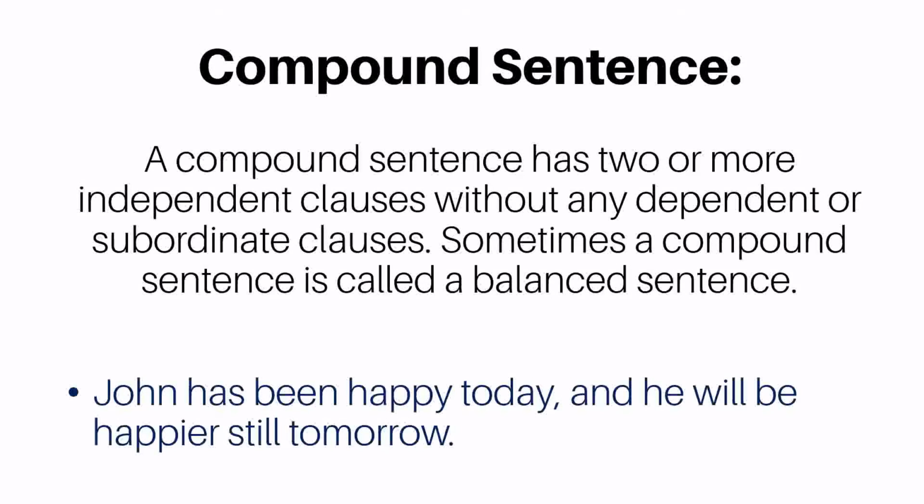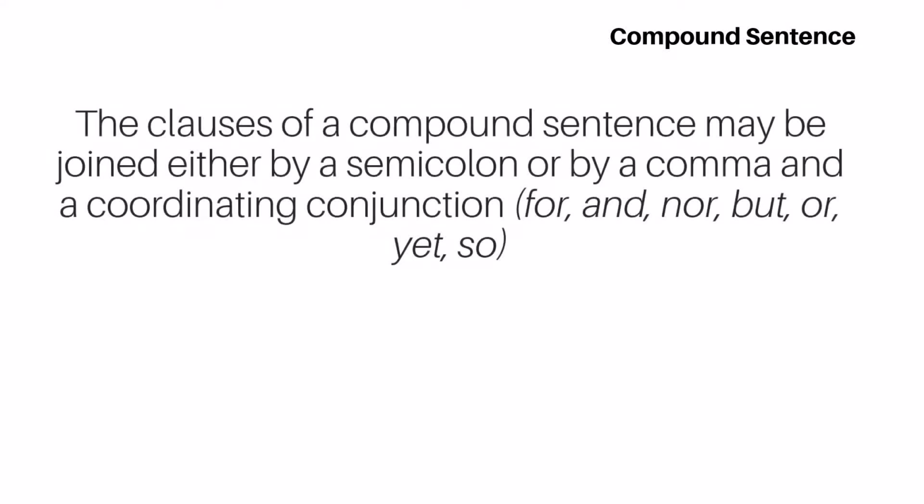The clauses of a compound sentence may be joined either by a semicolon, or by a comma and a coordinating conjunction. As I told you before, there are 7 coordinating conjunctions in the English language. You can see them on the screen: for, and, nor, but, or, yet, so.